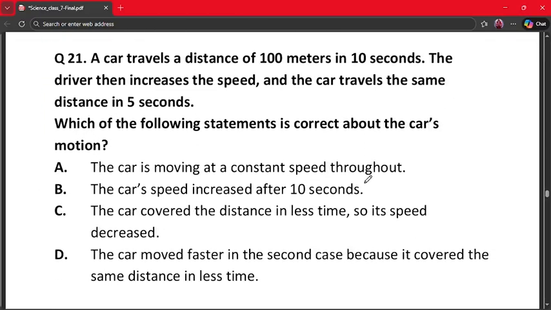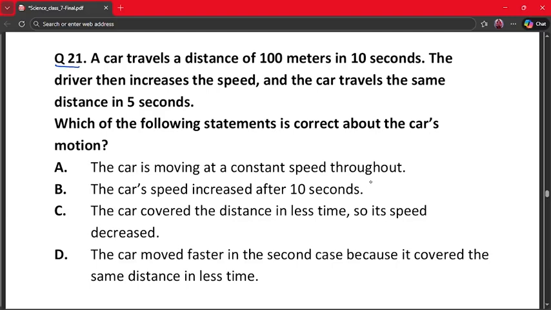Our next question is question number 21. A car travels a distance of 100 meters in 10 seconds. The driver then increases the speed and the car travels the same distance in 5 seconds. Which of the following statements is correct about the car's motion? A. The car is moving at a constant speed throughout. B. The car's speed increased after 10 seconds. C. The car covered the distance in less time, so its speed decreased. D. The car moved faster in the second case because it covered the same distance in less time.